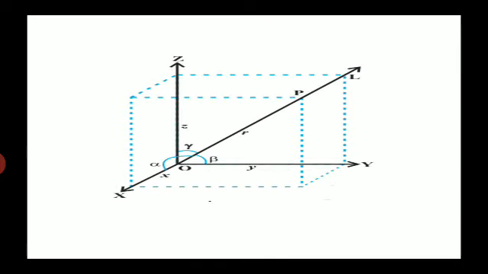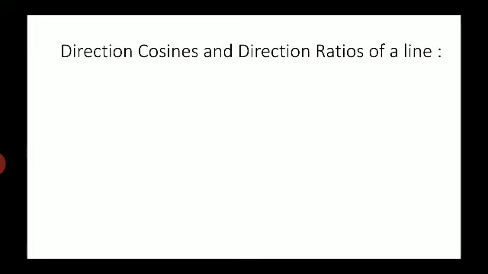For this, we have to imagine a three-dimensional coordinate system containing x-axis, y-axis and z-axis. For this, we have considered a line which passes through origin O. Let the line be OL, and this line makes angle alpha with x-axis, beta with y-axis, gamma with z-axis. Now we'll discuss direction cosines and direction ratios of a line.